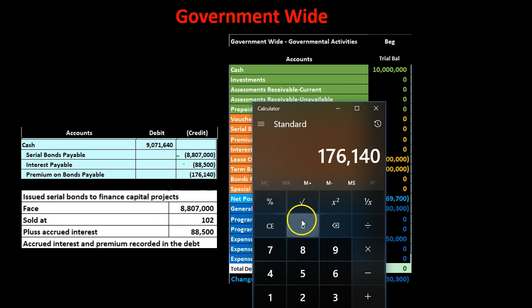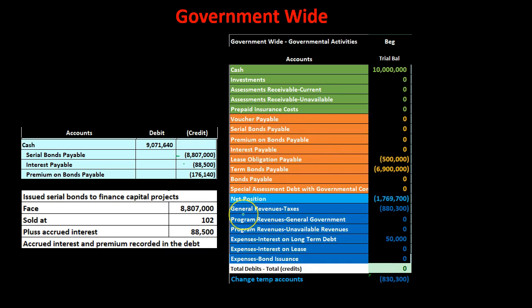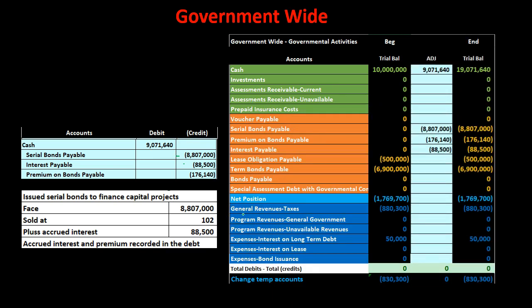And then the cash that we're going to receive is going to be the $8,807,000 plus the $88,500 plus the $176,140. And that's going to be the cash, the $9,071,640. So if we record this out, this should look fairly similar to recording a bond. This is on the accrual method. We're going to say that the cash is going up, the increase in the cash for the bond. We have the serial bond payable going up in the credit direction. We have the interest payable, a liability account, and of course the premium also going up in the credit direction.